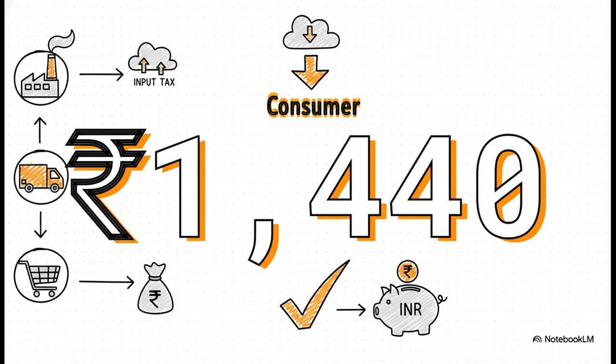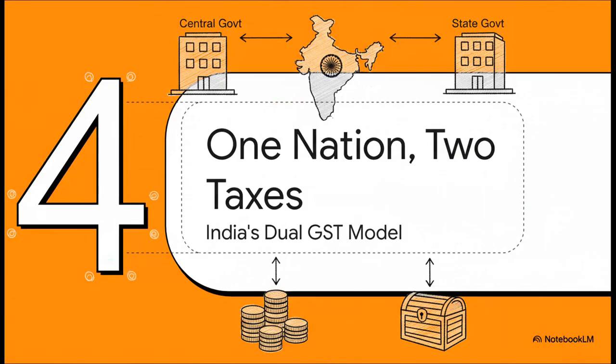You, the final consumer, pay a total of 1,440 rupees in GST. Now, let's add up what each business paid the government. 1,000 from the manufacturer, 200 from the wholesaler, and 240 from the retailer. What does that equal? Exactly 1,440. The entire tax burden is passed seamlessly to the end consumer, and the government gets its money without any of that messy tax-on-tax stuff.